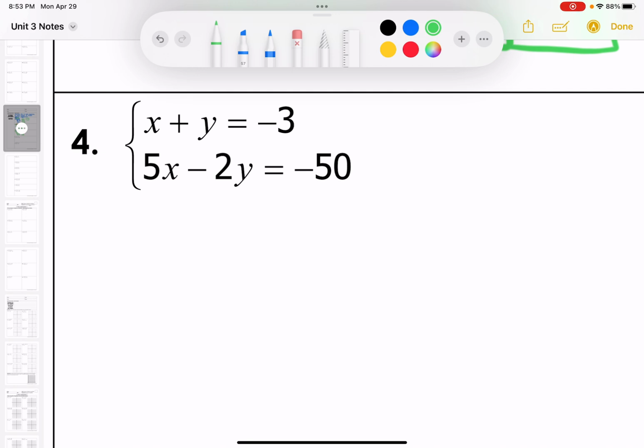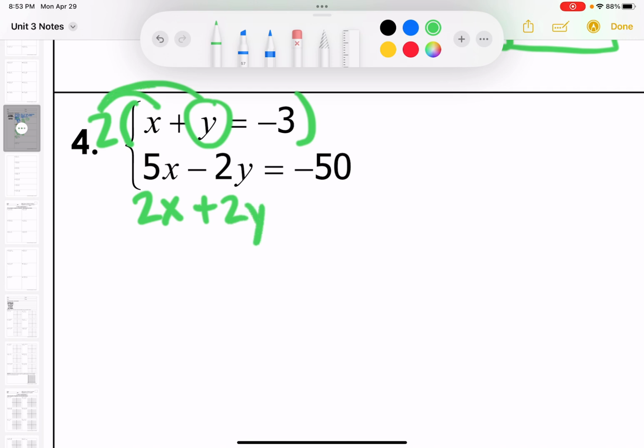That means I need to get a 2 beside this y, so I'm going to multiply my whole equation by 2. So 2 times x is 2x, 2 times y is 2y, and 2 times negative 3 is negative 6. All right, so I have common coefficients with y. They have different signs, so we are going to add our equations together.